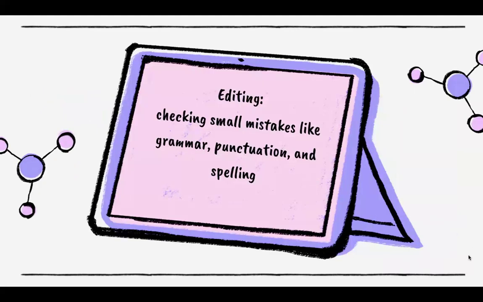So, editing is about checking small mistakes like grammar, punctuation, and spelling. It's about making your story look clean, polished, and professional. We're not making big changes like we did last lesson with revising. Instead, we're just making sure that we're putting the final touches on and making it as clean as we can.